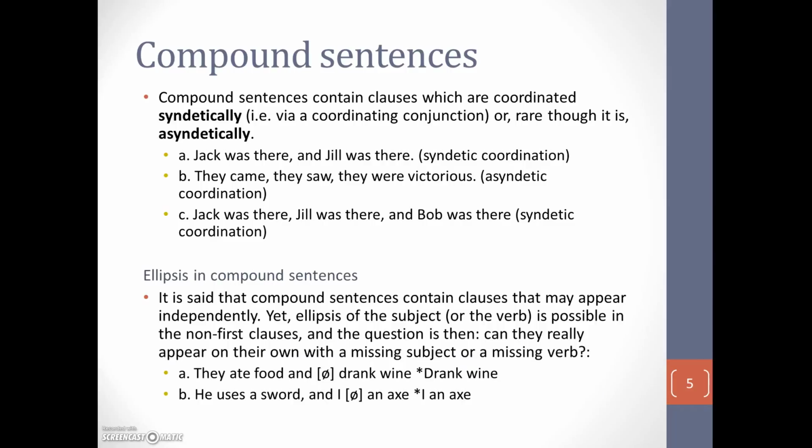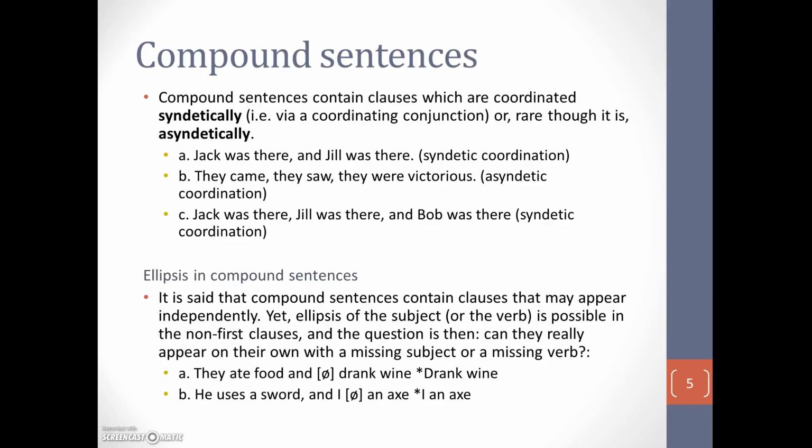We also need to talk about ellipsis in compound sentences. Ellipsis means to leave something out. Normally when we talk about compound sentences, we say that the clauses inside a compound sentence, for instance on either side of the "and", can occur independently. So if you go back to the top here, "Jack was there", you can have that on its own. "Jill was there" also functions on its own.